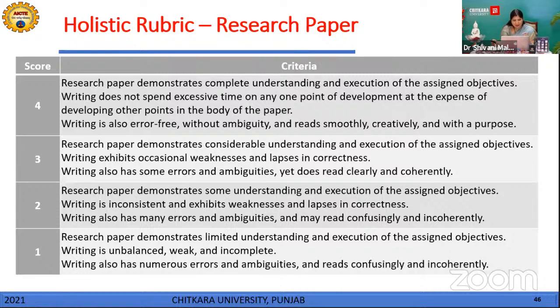But in case of the second criteria, the research paper demonstrates considerable understanding and execution of the assigned objective. Writing exhibits occasional weakness and lapses in correctness, and writing also has some errors and ambiguities, yet does read clearly and coherently. Meaning it is not going to make much difference, thus can be accepted. So in that way, we'll give a score of 3. And the student knows why he got a score of 3, because this was the reason. And similarly for score 2 and score 1.